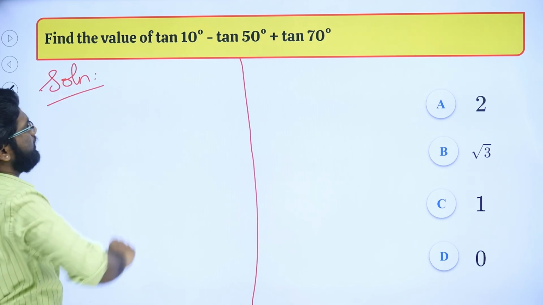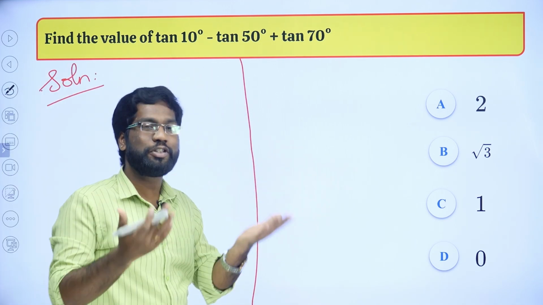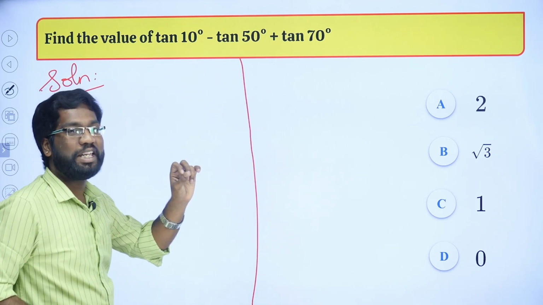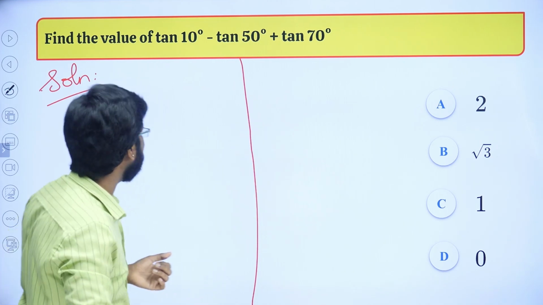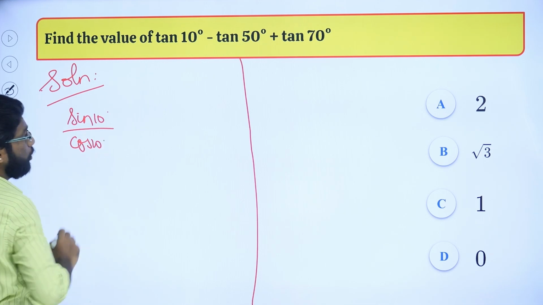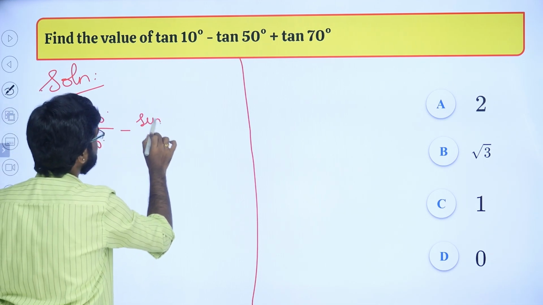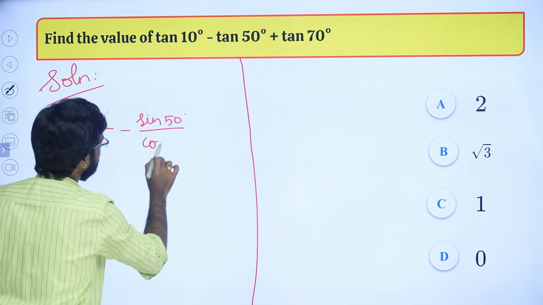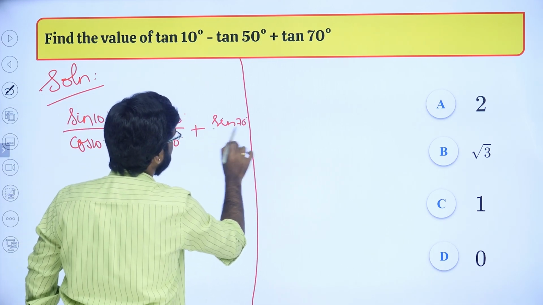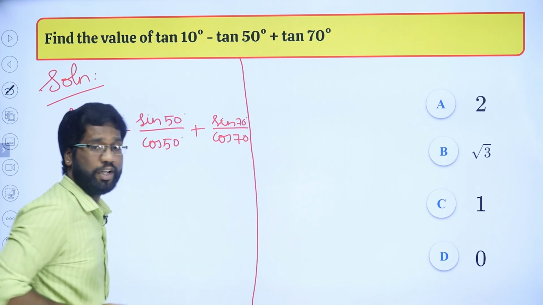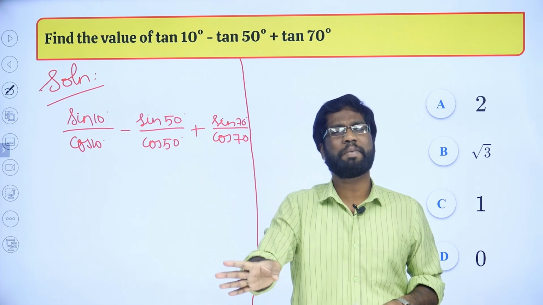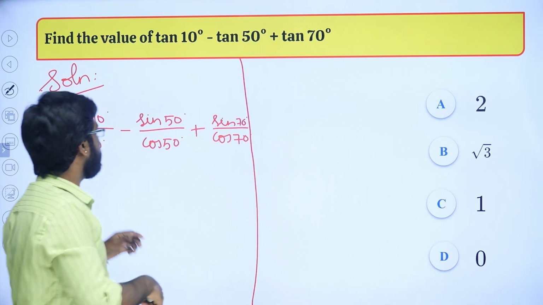Solution. First thing, you have to make him into the comfort zone, my dear students. Now he is like a stubborn guy, so I am going to divide him into two ratios. How? Sine 10 divided by cos 10 degree, and in the same way, minus sine 50 degree divided by cos 50 degree plus sine 70 degree divided by cos 70 degree. Have you understood? It's the first step, the basic step. Now the next step is what I'm going to do.